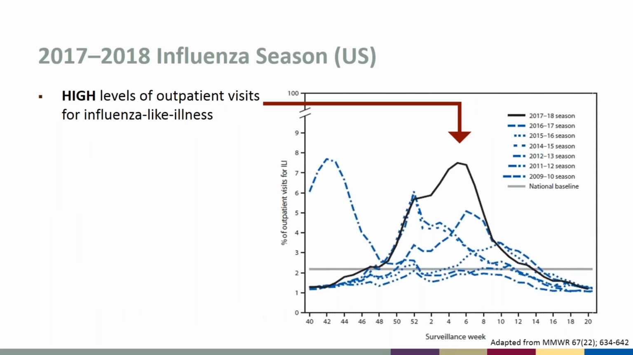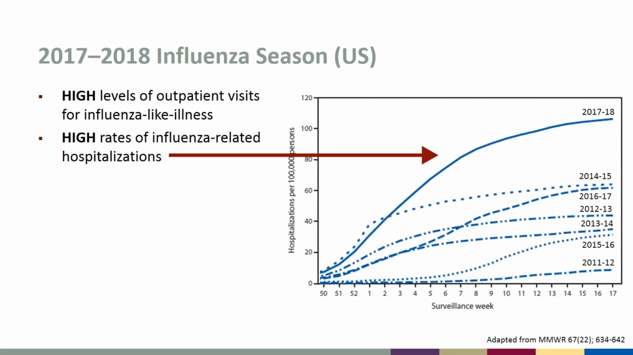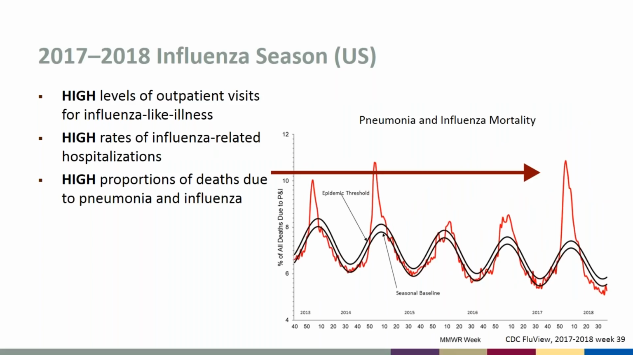And this severity level, like I mentioned, is based on surveillance systems. It was showing high levels of outpatient as well as ER visits due to influenza-like illness, and we had levels of activity that we had not seen since 2009. There were also high levels of influenza-related hospitalizations, which you can see here in this graph. Again, these were higher than the reported rates that we had seen since the 2009 pandemic, and really since this surveillance system started, including all persons. And then we also saw really high proportions of deaths due to pneumonia and influenza. So it was clear that this was a very high impact season.